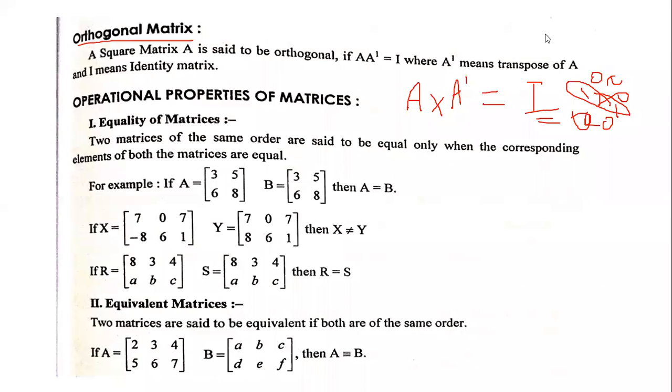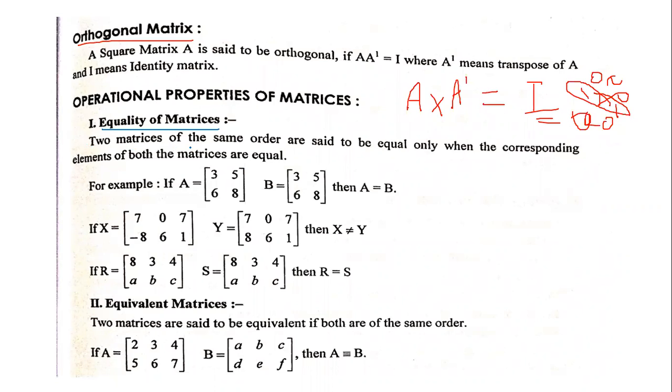Okay, now let us go to the next part, operational properties of matrices. Again, very, very important, because this is the actual chapter. Now let us understand this. Operational properties of matrices. First is equality of a matrix. Equality of a matrix means we'll have to see how the matrices will be equal. So two matrices of the same order are said to be equal only when the corresponding elements of both the matrices are equal. I'll read that once again.